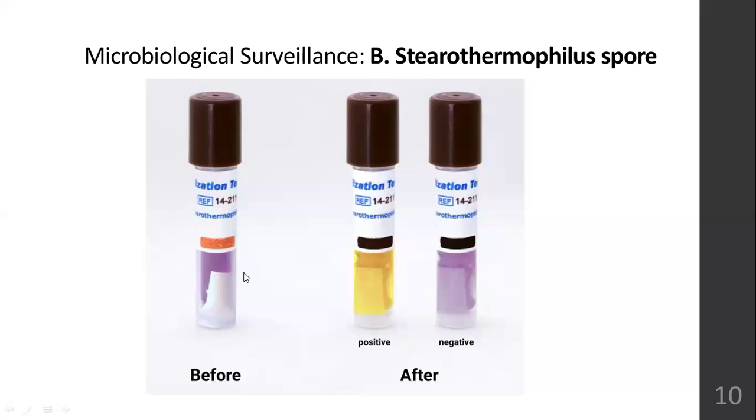But if the color does not change much and it is cloudy, as you can see in this last image, and it's not yellow, it means negative, meaning your sterilization was not proper. You have to re-sterilize everything that went in that load. This is the microbiological surveillance.